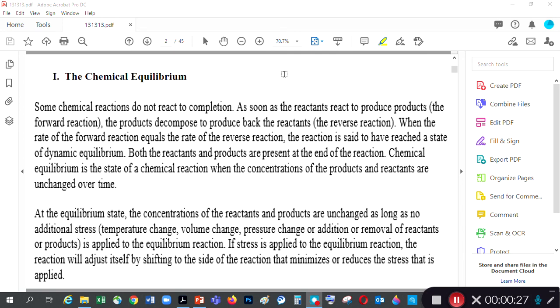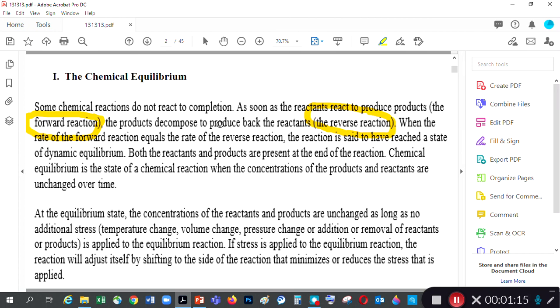As you can see, some chemical reactions do not react to completion. As soon as the reactants react to produce the products, the products themselves will be decomposed to produce back the reactants. When the reactants are reacting and producing the products, this is called the forward reaction, and the rate of this reaction is called the forward rate of the reaction. When the products are decomposed and reverse back to produce the reactants, this is called the reverse reaction, and the rate of this reaction is called the reverse rate of reaction.